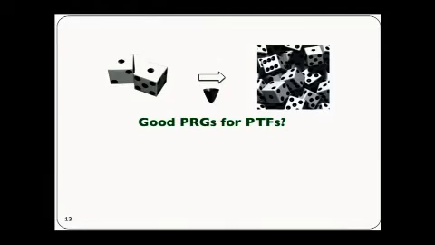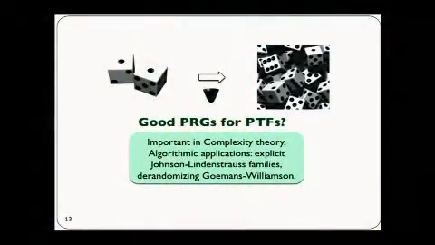And the main question we ask here is whether we can construct good pseudorandom generators for polynomial threshold functions. What we want is a function g which takes a few bits of randomness and outputs many bits of randomness which will fool any polynomial threshold function. And besides being an important question in complexity theory on its own, such PRGs would have very nice algorithmic applications such as explicit constructions of Johnson-Lindenstrauss families, and derandomizing the randomized rounding of several prominent algorithms such as the Goemans-Williamson algorithm.